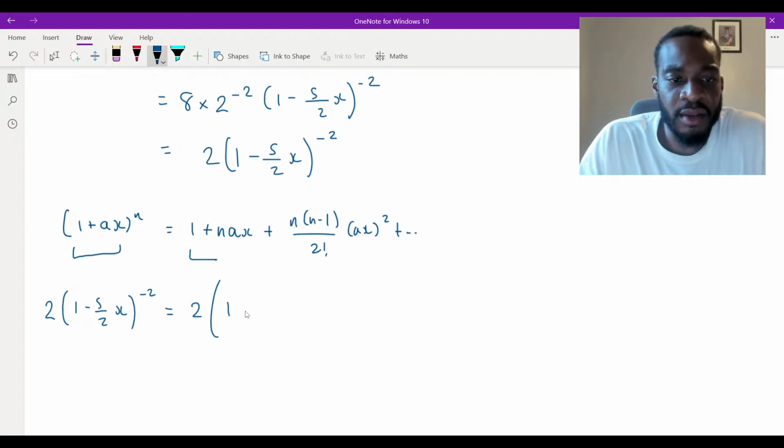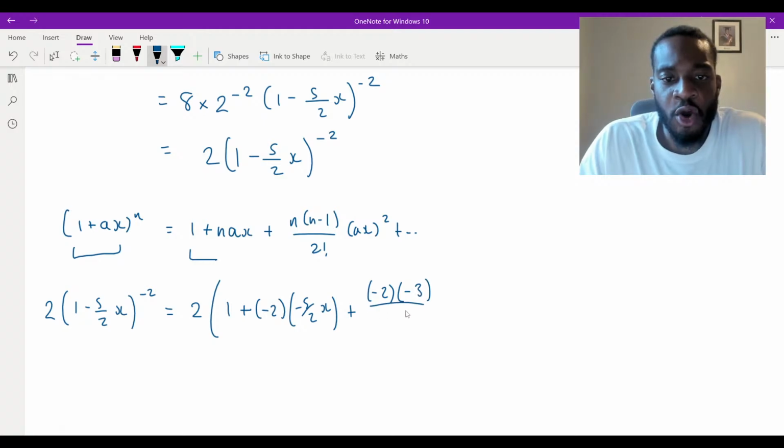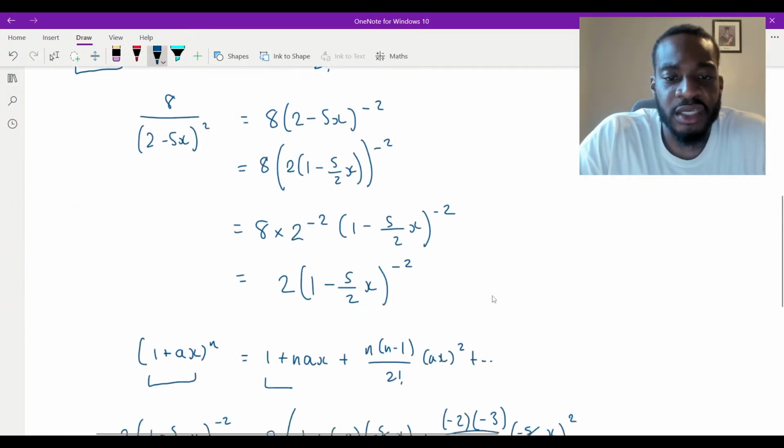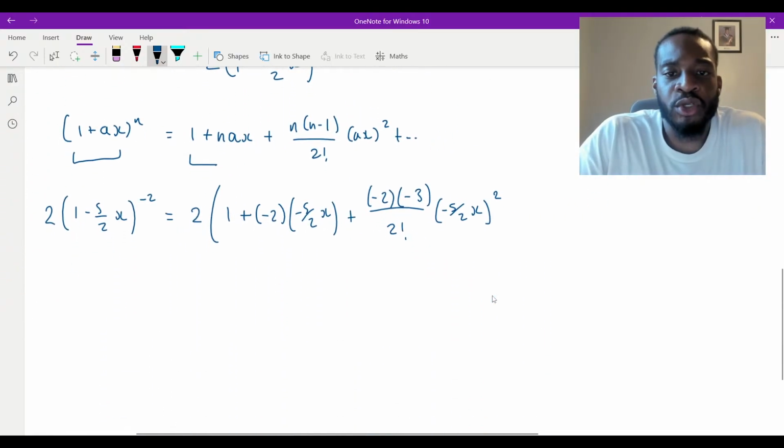So it's going to be 1 plus n, by the way, is obviously minus 2. So it's going to be minus 2 and then ax is the minus 5 over 2x, isn't it? Like that. And then plus n, which is minus 2, times by n minus 1, which is minus 3, over 2 factorial, and then minus 5 over 2, x to the power of 2. Like that. What term do they want? How many terms? They wanted the first 4. So that's up to x cubed, isn't it? So I'm going to do the next one.